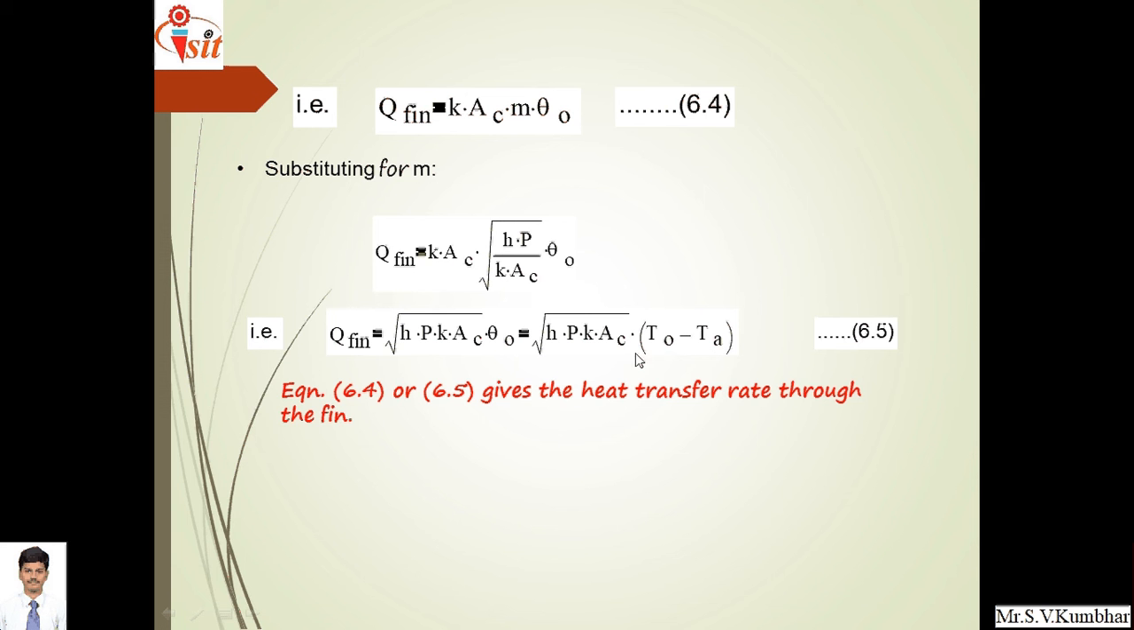that is base temperature minus ambient temperature. So this equation is very important, and it can be used to solve numericals based on fin when its length is assumed as infinite.